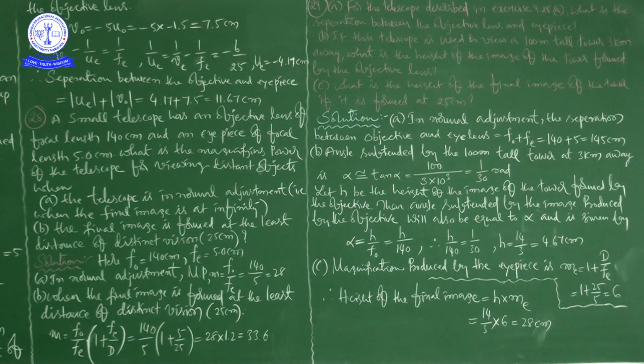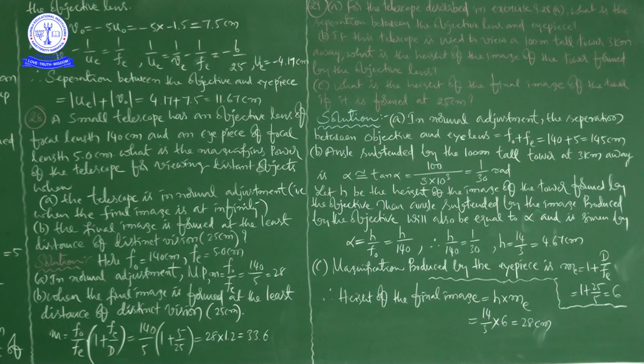So in this whole problem he is asking the magnifying power of the telescope in two different situations. One is when the telescope is in normal adjustment, another is when the final image is formed at the least distance of distinct vision. In these two situations we found the magnifying power based on the given values F0 and Fe, and D we already know, 25 centimeters, like a constant.